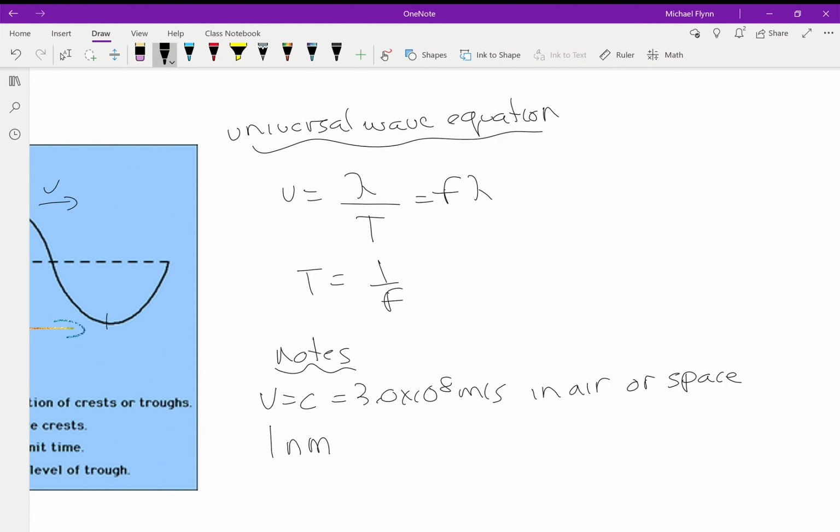The light that you see with your eyes is around 700 nanometers down to about 300 nanometers in wavelength, or so. 700 being the red wavelengths, down to violet, which is at around 300 nanometers. So 1 nanometer equals 1 times 10 to the negative 9 meters. Now that's going to come up as well.